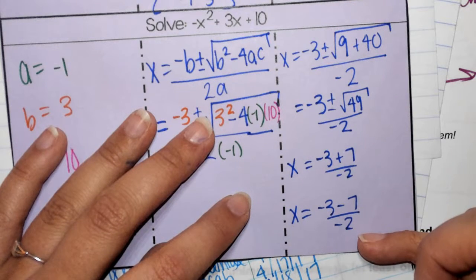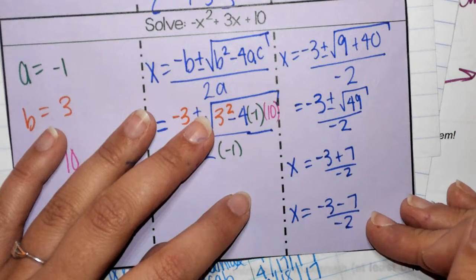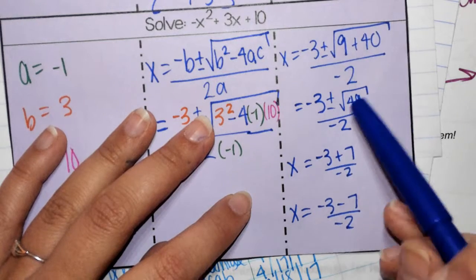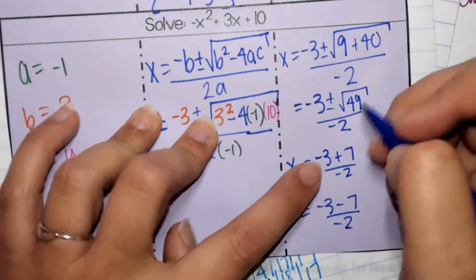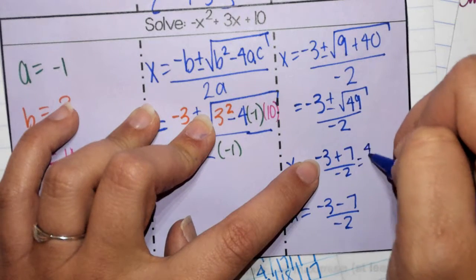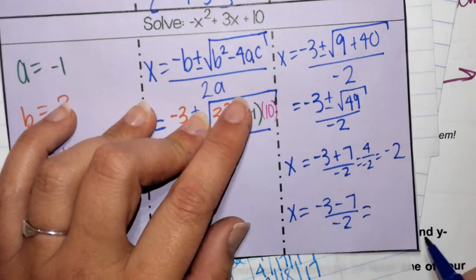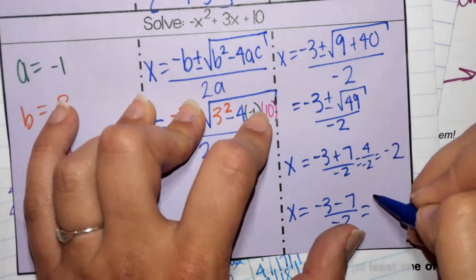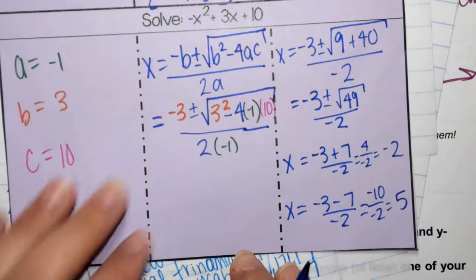Does anybody not see? If you can't see it, then you need to get some glasses. Does anybody not understand how we got to this point? We took the square root of 49, and that's how we got 7. All right, what's negative 3 plus 7? 4, divided by negative 2 is negative 2. What's negative 3 minus 7? Divided by negative 2 gives us 5.